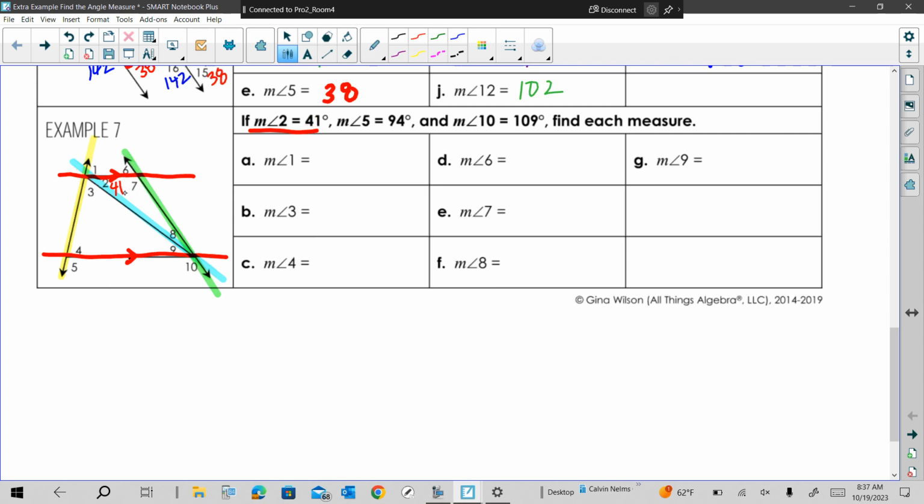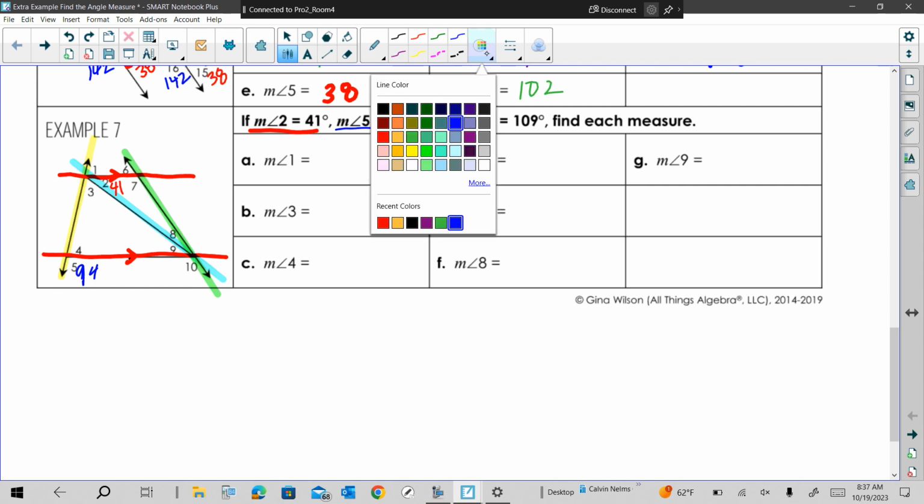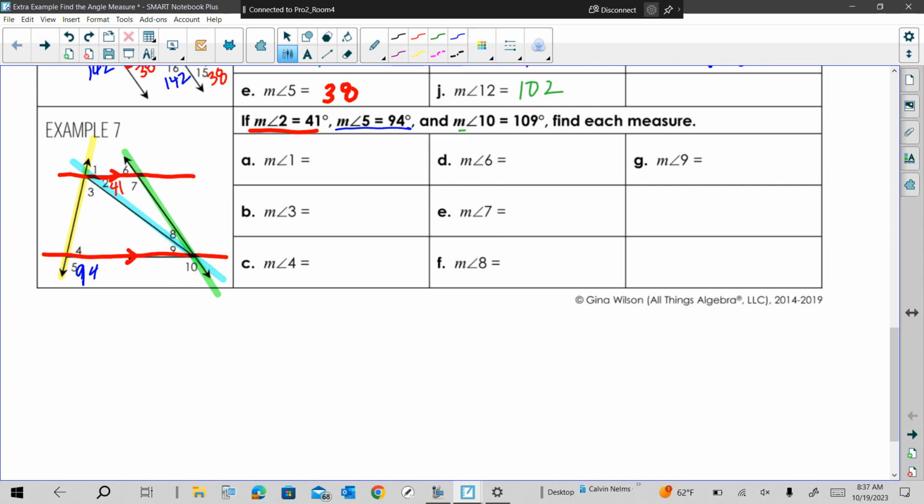Then they also give us the measure of angle 5 is 94. That's with my yellow transversal. Don't jump transversals. We're going to stick to the same transversal when we put our measures. And then angle 10 is 109. That is with the green transversal.